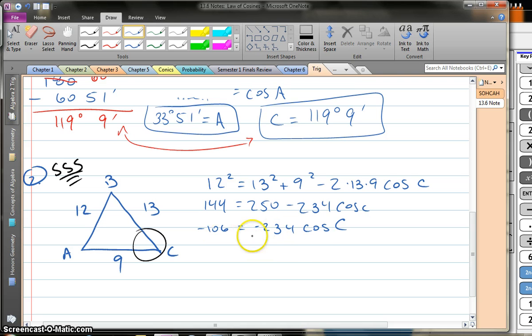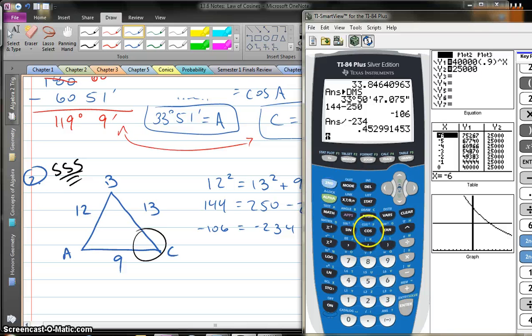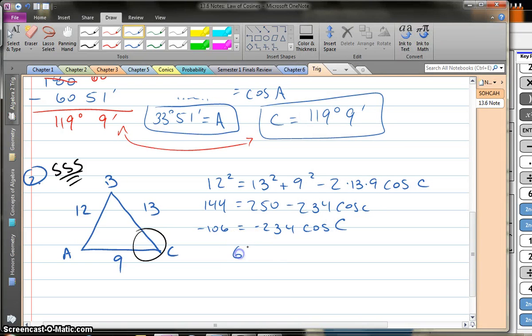So we're going to divide by negative 234, then inverse cosine. So divide by negative 234, inverse cosine, your answer, second negative, and then convert it to degrees and minutes. So I go second angle, option 4, and I get 63 degrees and 4 minutes, because that 51 is going to push it up. 63 degrees and 4 minutes equals angle C.